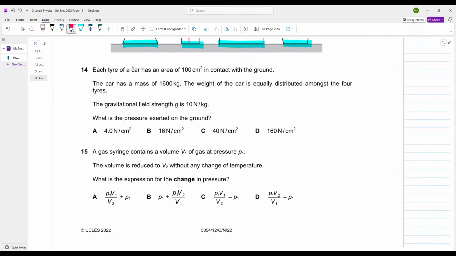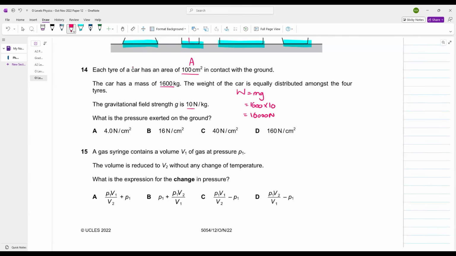Each tire of a car has an area of this. Okay, this is your area. The car has a mass of this. The weight of the car is equally distributed among four tires. The gravitational field strength is this. Can you first of all calculate the weight of the car? mg. What is the mass? 1600. What is g? 10. What does the weight of the car come out to be? 16,000 Newton.